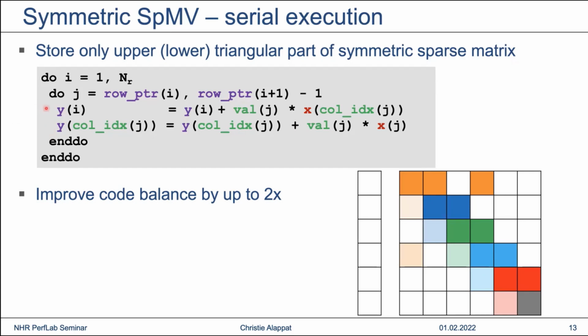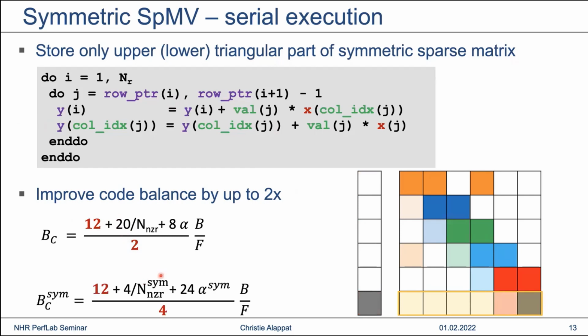The first line is exactly similar to what we have in the normal SpMV, and the second line of code just accounts for this missing lower triangle part. And then, for serial code, it's pretty obvious. You can implement this, and then we could also see an improvement in the code balance. So the code balance for normal SpMV is as seen here, which we have seen before. Now we could reduce it by a factor of up to 2x with a symmetric matrix.